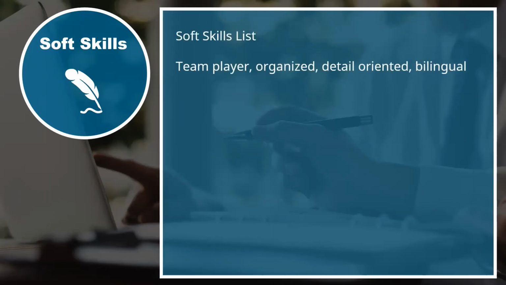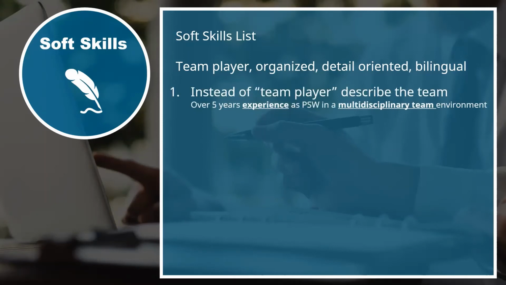So here's a classic soft skills list: team player, organized, detail-oriented, bilingual. So instead of saying team player, take the opportunity to describe the team in which you were working in. An example from a professional profile might be over 5 years experience as a PSW in a multidisciplinary team environment. You immediately understand by that they're a team player, but they're working with other disciplines and other types of professionals with their own knowledge areas.